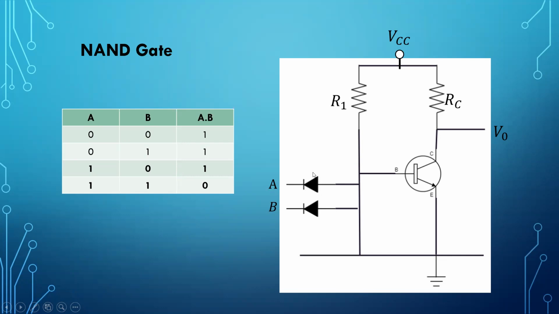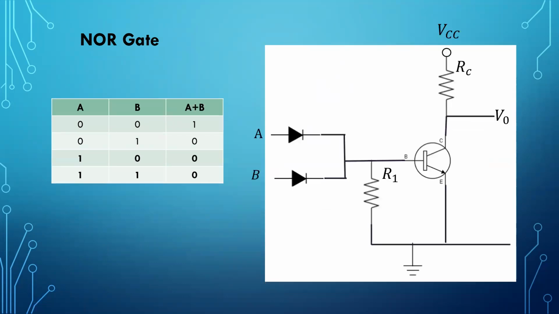Similarly, if both the inputs A and B are 1, then what will happen? Both diodes will go in reverse bias, and these will act as an open circuit. So no current will be going from here to here, and all the voltage will apply to the base, and this transistor will start conducting, and then there will be base current. So obviously there will be a current IC, and all the voltage which is coming from here will get dropped here, and the output you will receive is only 0 volts. So this is the NAND gate implementation using transistors and diodes.